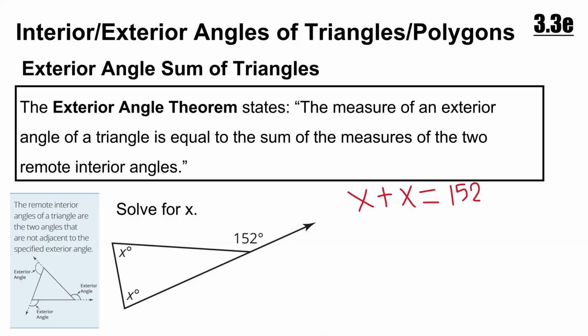To solve for x, combine like terms, so x plus x gives 2x equals 152, and then divide both sides by 2 to get x equals 76.